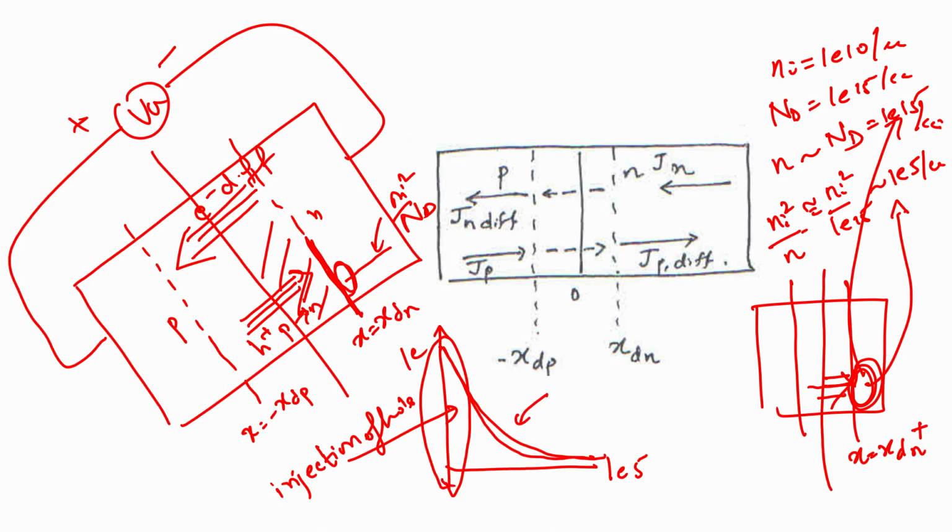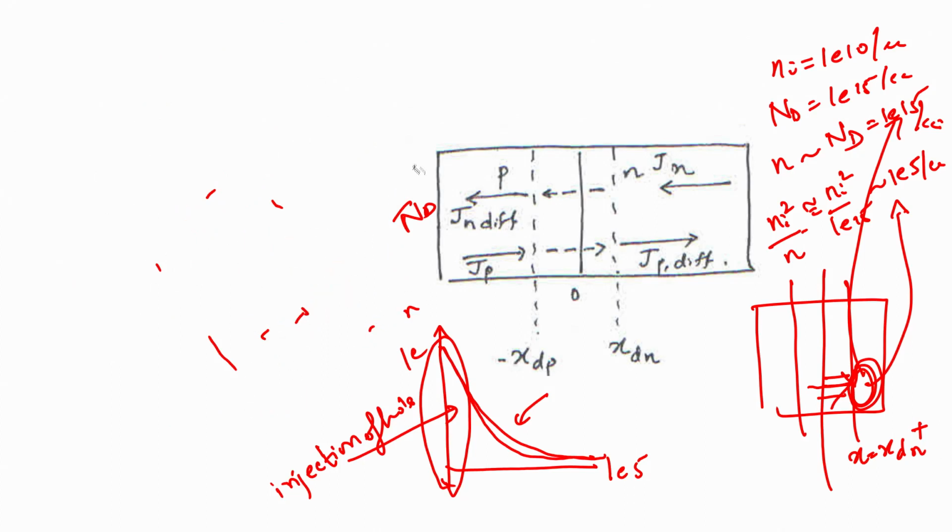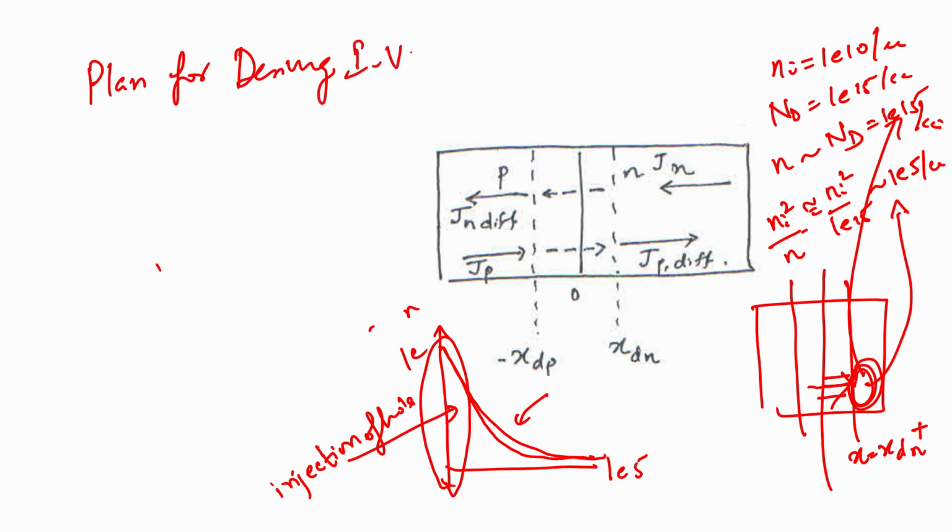Now, this is going to be the overall idea. Strategically, I think it is useful to define the plan for deriving the current voltage characteristics. Again, I should have probably put a slide on that, but nevertheless I will write it out quite neatly. So, the plan for deriving the IV characteristics of a PN junction. So, what is the plan?